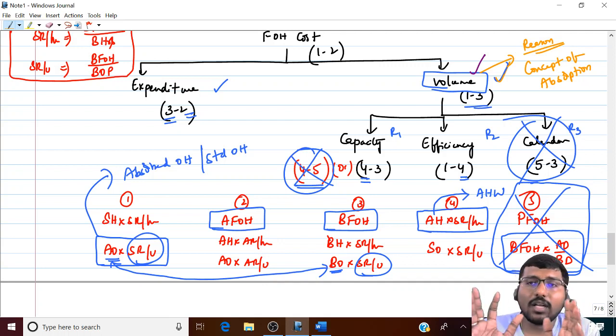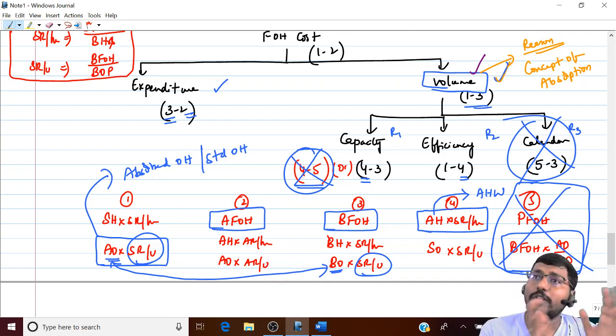Are you able to understand? Because I don't know what my actuals are, because I'll know it only at the end of the year. Then I'm left with only two choices. Actually, only one choice. Go with budgeted overheads.